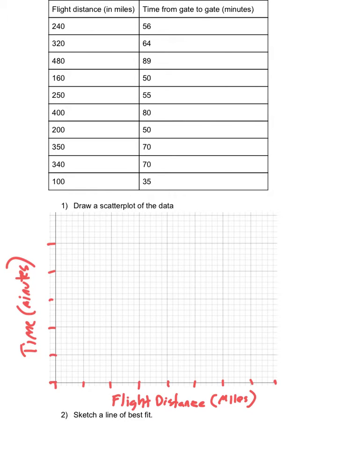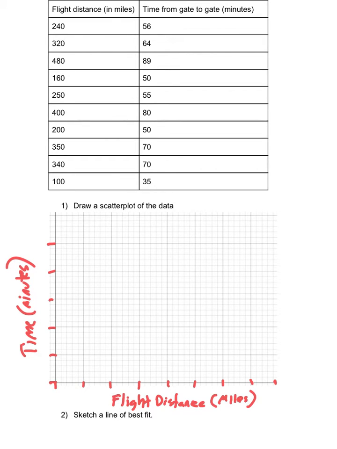Now, once I've decided on that, I need to find my scale. When I look at my flight distance in miles, I'm going to look at these values here. What's the biggest one? Looks like 480. I need this to go up to 500. If I did 100, 200, 300, 400, not quite. So I'm going to have to make each one of these maybe 100 or 150 in order to fit those in there. Maybe 150 every two, or 100 every one is going to be what I choose for my scale.